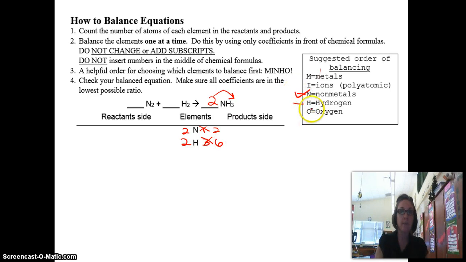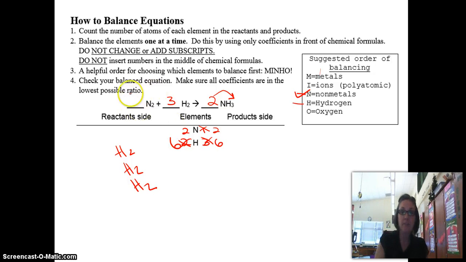Now I'm going to try to fix my other element. I'll fix hydrogen. So there are 2 on the reactant side. It's diatomic, which means they come in 2s. And on this product side, I have 6. Well, I need to put a number here that when I multiply it by 2, I'm going to get a total of 6. So if I put a 3 coefficient, that means I have 3 sets of H2. So I've got H2, H2, H2. That's 2, 4, 6. So that fixes my hydrogen.